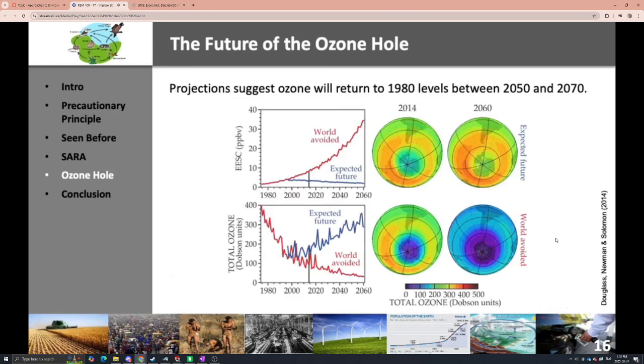What you see on this slide is the difference between a world with and a world without the Montreal Protocol. The red lines and the maps in the bottom row show what the situation would have been without the Montreal Protocol. The blue lines and the maps in the top row show the effect of the Montreal Protocol in 2014 and projected to 2060. Projections generally suggest that by roughly 2060, the stratospheric ozone layer will be back to where it was in the early 1980s.